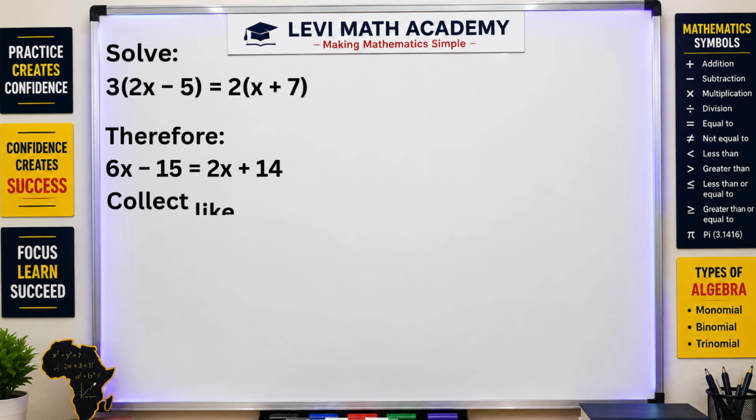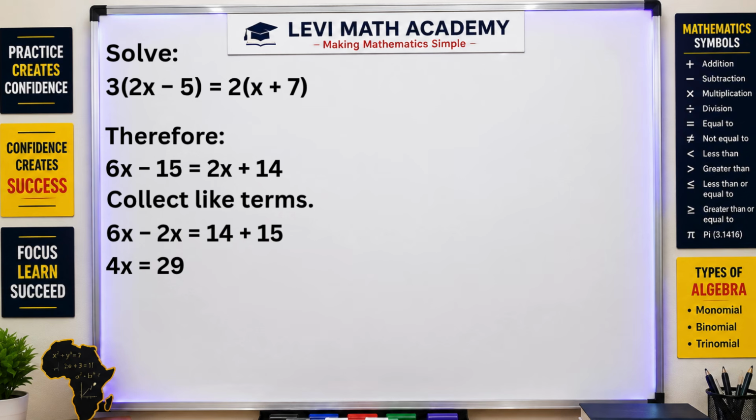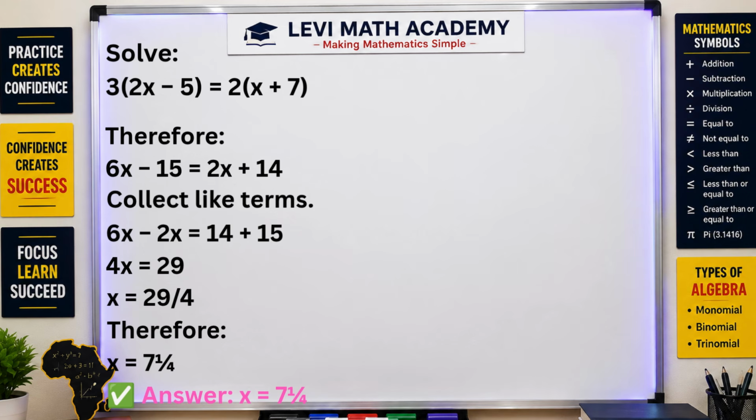Step 2. Collect like terms. Move the x terms to the left side and the numbers to the right side. 6x - 2x = 14 + 15. 4x = 29. Step 3. Divide both sides by 4. x = 29 ÷ 4. Therefore, x = 7 1/4. Answer: x = 7 1/4.